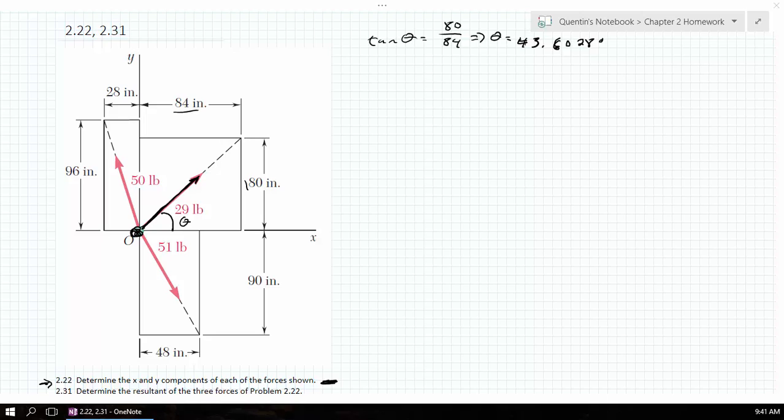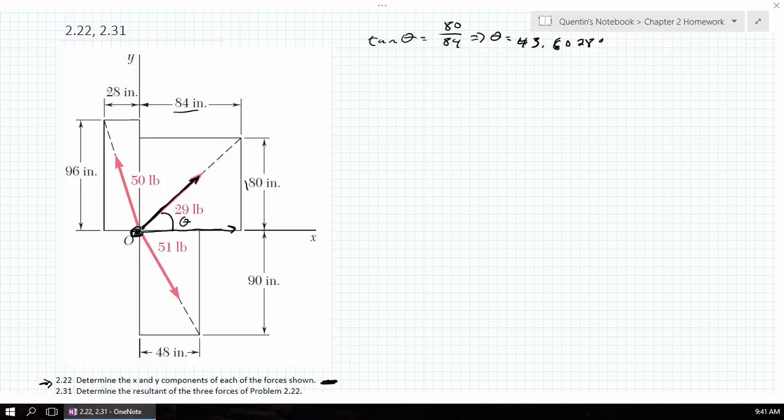And then you can say that the x component of that is going to be 29 times cosine of theta, and the other one's 29 sine theta. That will work. I just don't want to do it that way because it's not the easy way to do it. Instead, I'm going to show you a little trick that is going to be used throughout this semester on this very thing.